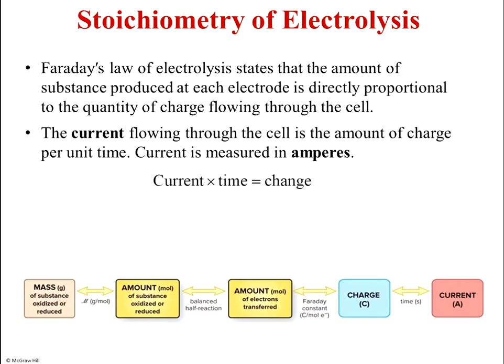So Faraday's law of electrolysis states that the amount of substance produced at each electrode is directly proportional to the quantity of charge flowing through the cell, which you would likely understand and recognize immediately. The current flowing through the cell is amount of charge per unit time. Current times time gives us charge. Charge divided by Faraday's constant gives us moles. Once we have moles, we plug into our balanced equation. Now you should be ready to work on practice problems for Chapter 21.